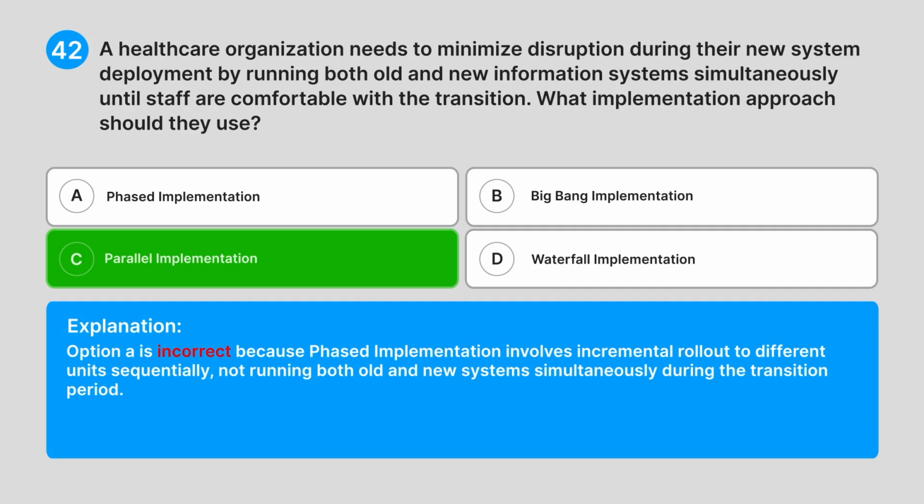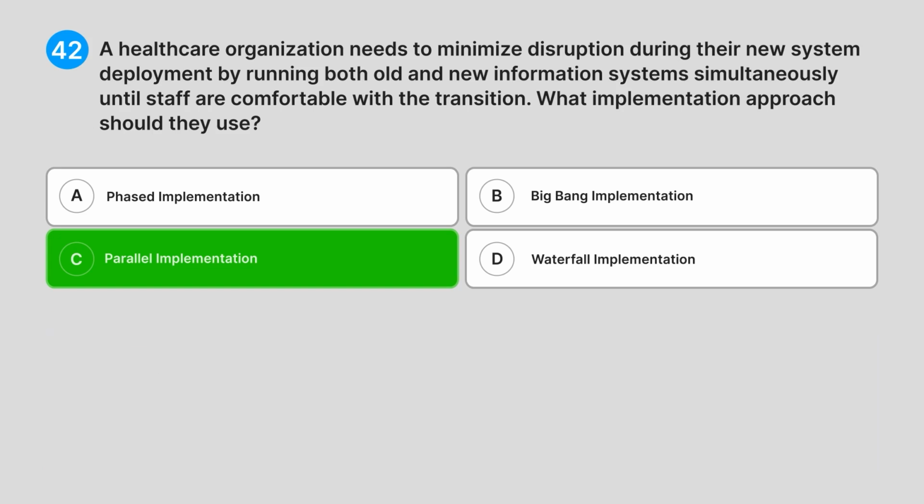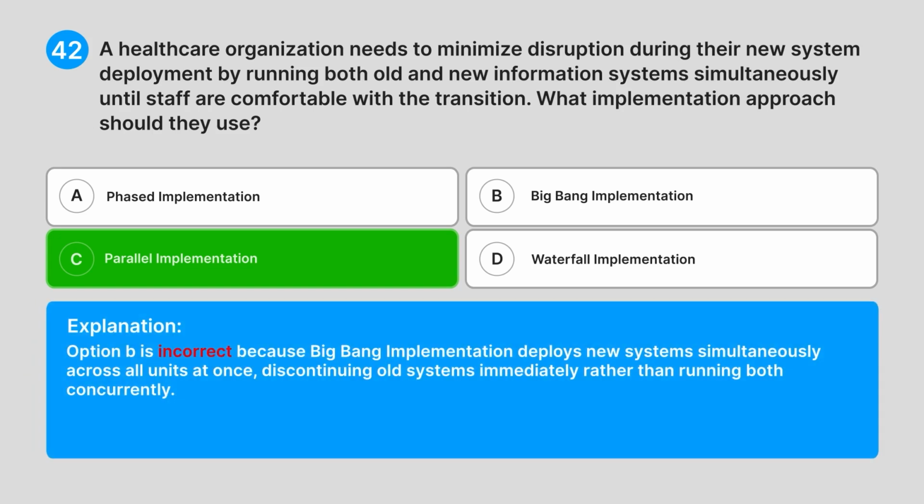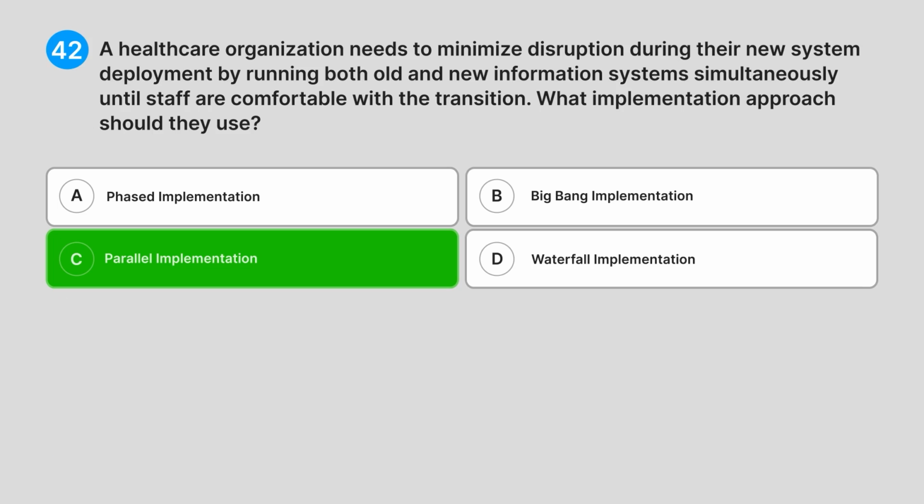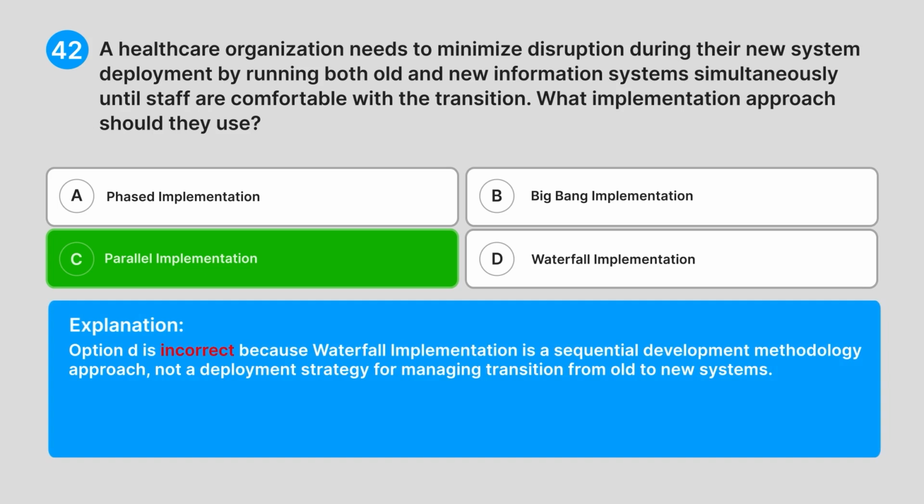Option A is incorrect because phased implementation involves incremental rollout to different units sequentially, not running both old and new systems simultaneously during the transition period. Option B is incorrect because Big Bang implementation deploys new systems simultaneously across all units at once, discontinuing old systems immediately rather than running both concurrently. Option D is incorrect because waterfall implementation is a sequential development methodology approach, not a deployment strategy for managing transition from old to new systems.